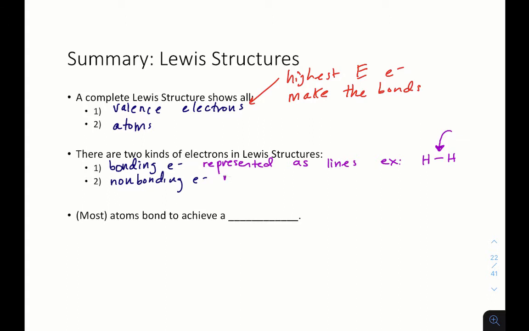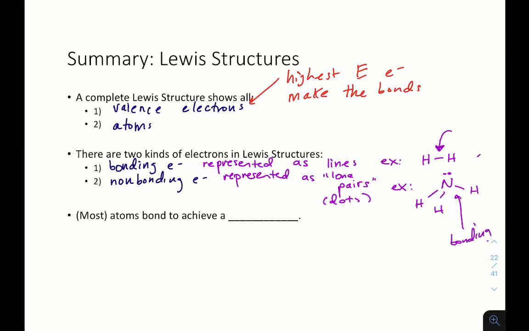Non-bonding electrons are represented as dots or as lone pairs of electrons. For example, in ammonia, there is a lone pair of electrons on nitrogen. There are bonding electrons and non-bonding electrons, NB, non-bonding. And finally, most atoms bond to achieve an octet, which corresponds to 8 valence electrons.